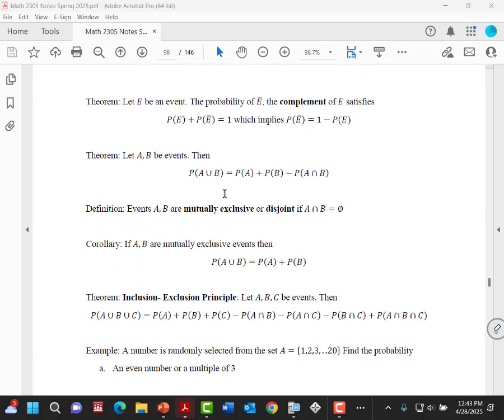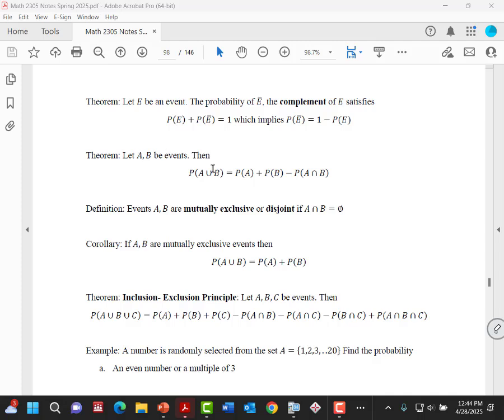Lots of information on this slide right here that I want to bring to your attention. So a complement is what we just used to answer the previous question. An event E plus its complement sums to 1. So a lot of times we can say the probability of the complement of E, or not E, simply equals 1 minus the probability of E.